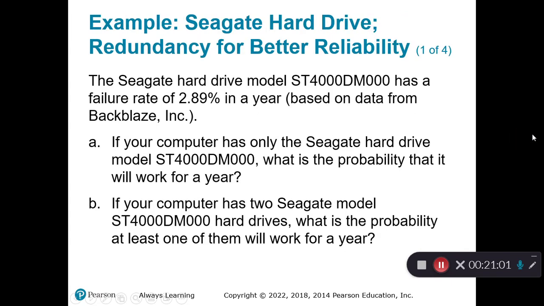Let's look at an example where we look at the principle of redundancy, and let's see how it ties to the multiplication rule. The Seagate hard drive model has a failure rate of 2.89% in a year, based on data from Backblaze Inc. Part A of this question. If your computer has only the Seagate hard drive, what is the probability that it will work for a year? Part B is going to ask, if your computer has 2 of the Seagate modeled hard drives, what is the probability that at least one of them will work for a year, meaning your computer will continue working for the year?